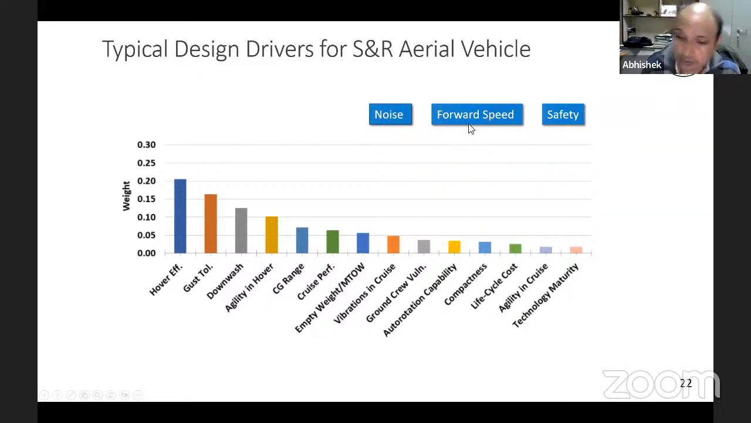Speed is important because once you have the patient on board, you want to reach the destination, which is the hospital, in the shortest possible time, because it could mean a matter of life and death for the person you are trying to rescue.